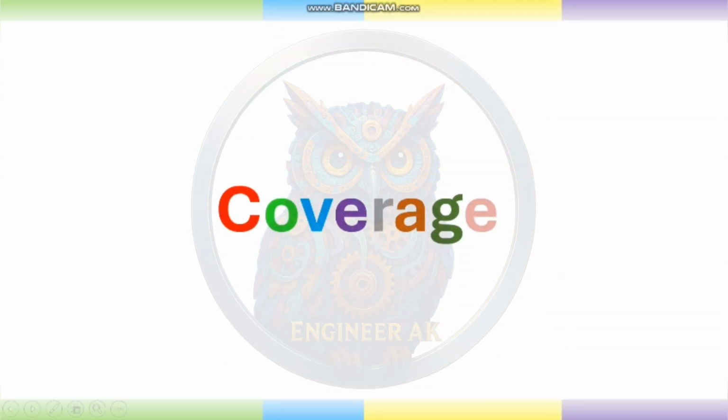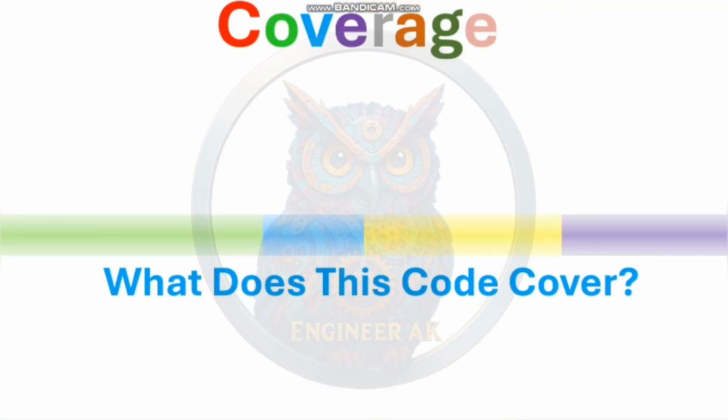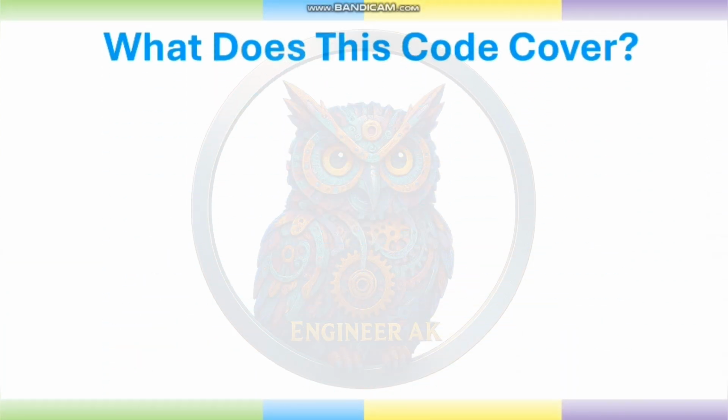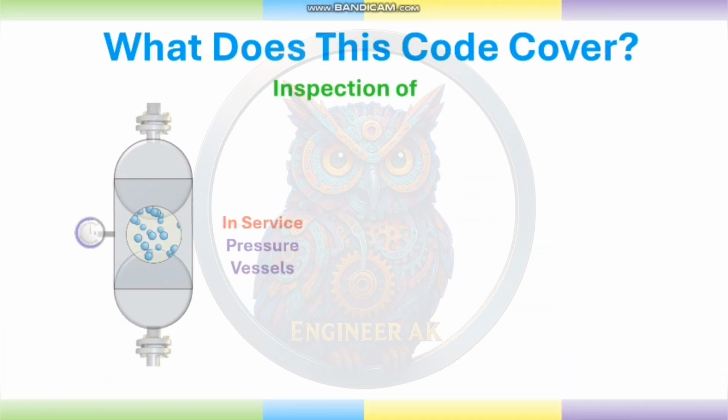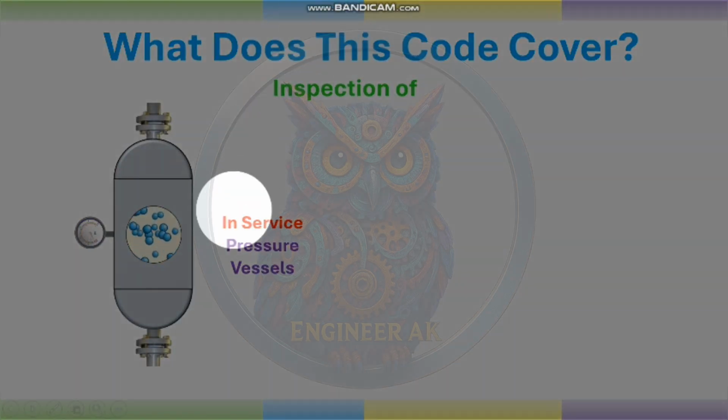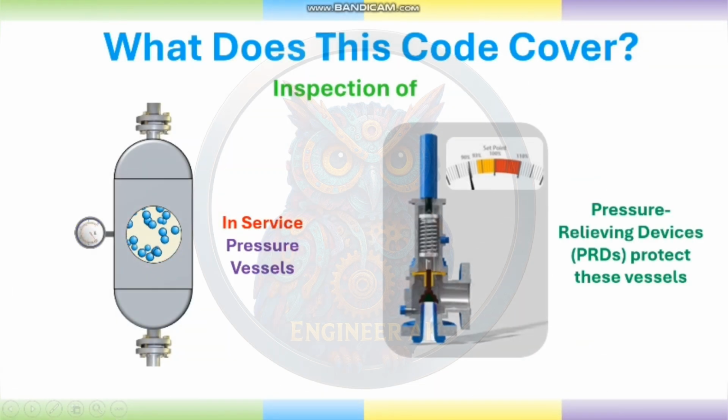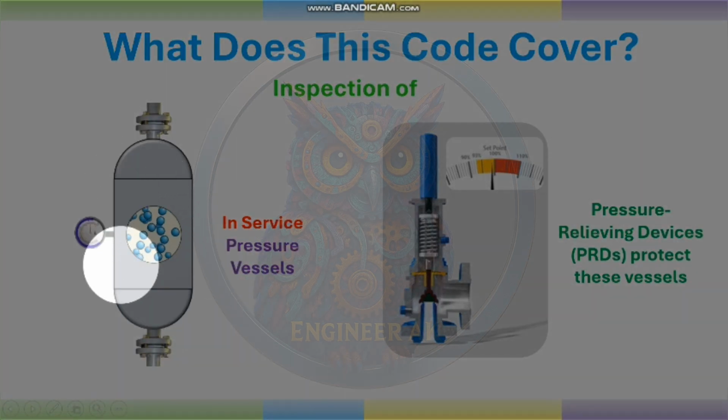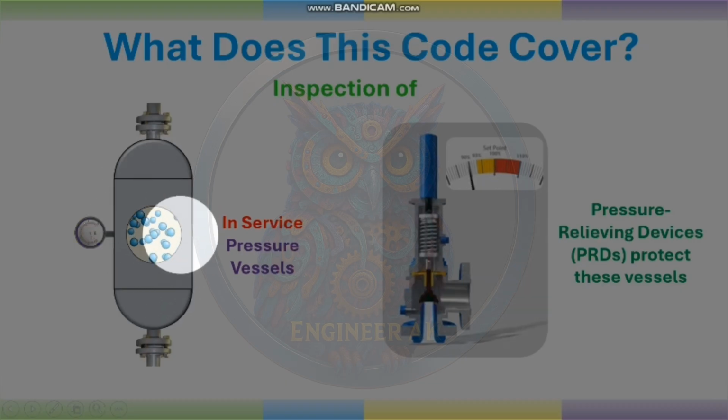Now our first subtopic, that is coverage. What does this code basically cover? This code covers the inspection of in-service pressure vessels. Remember, I have written it in red color to stress on this word, that it is for in-service pressure vessels. And second, the pressure relieving devices, PRDs, that protect these vessels. Meaning anything that is associated or attached with these pressure vessels, we will inspect it. But which vessel? Those which are in service.